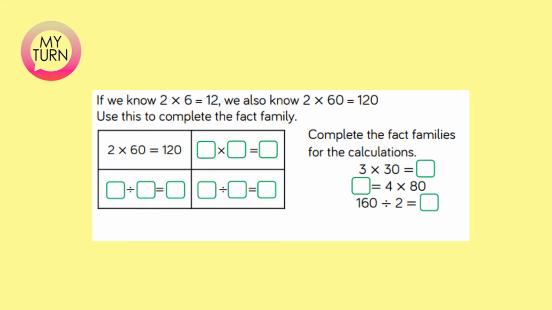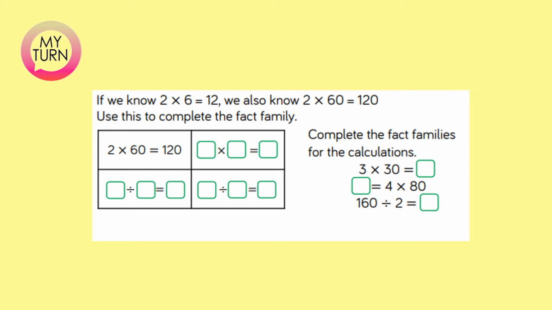So, I know it says my turn on the board, and I will have a go at this, but I would like you also to have a go. So I'm just going to read out the question for you. Okay, we're going to do the first part together, and then you're going to do the next part by yourself. So, if we know that 2 times 6 equals 12, which we do, we also know that 2 times 60 equals 120, okay? So, they've written here 2 times 60 equals 120, and now we need to find 3 more multiplication or division questions that equal the same or are similar and in the same fact family.